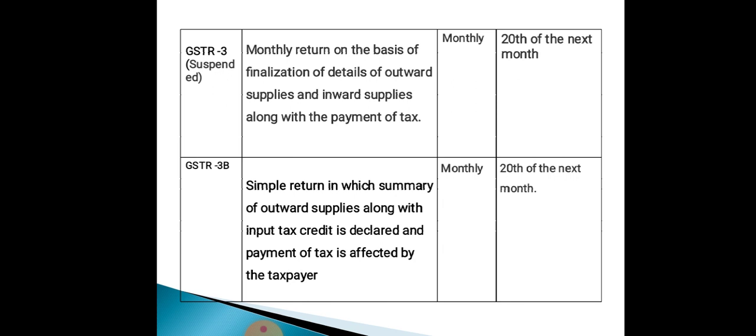Why is GST return 3 important? GST return 3 will show the amount of GST liability for the month. The taxpayer must pay the tax and file the return. Frequency: monthly. Due date: 20th of the next month. Due date for GST return 3 of July has been extended to 11th December.